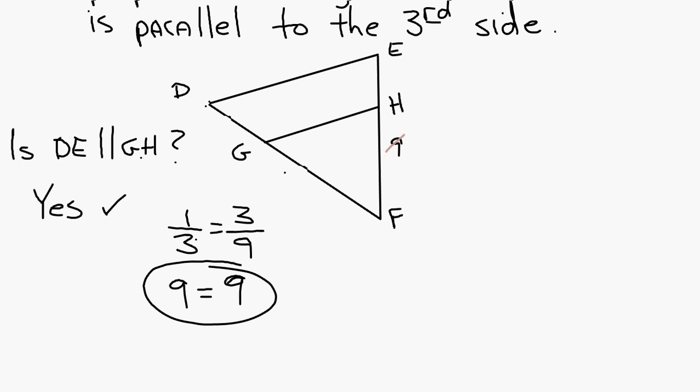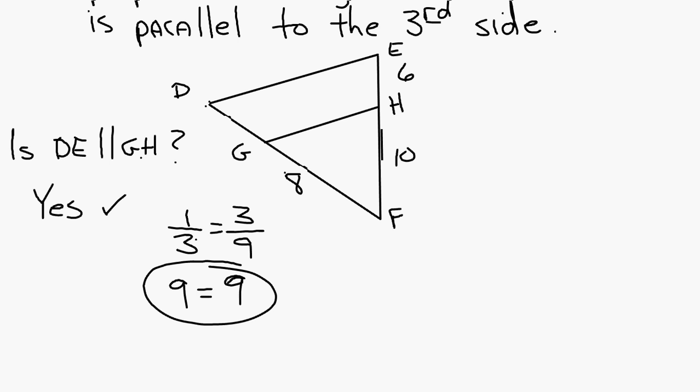D to G is half the length of G to F. E to H is 6. H to F is 10. Alright, now it says that D to G is half of G to F. So if G to F is 8, D to G is half of that. So let's make it 4.